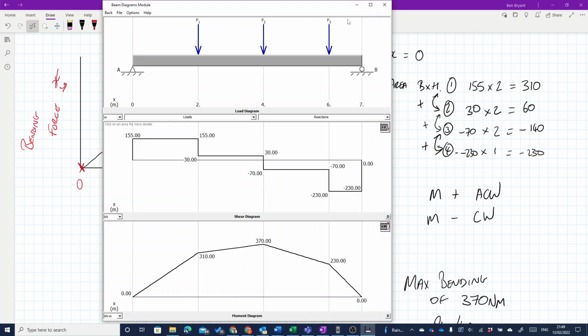So I hope you found this interesting. Just a quick tutorial on how to do shear, bending and solve reaction forces.